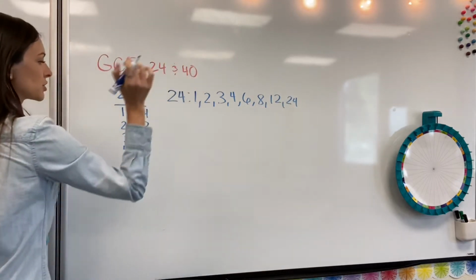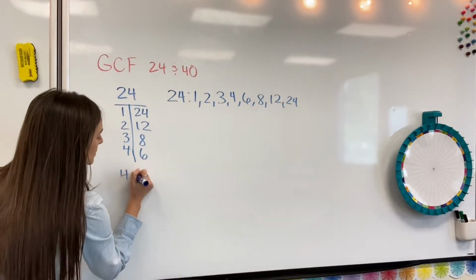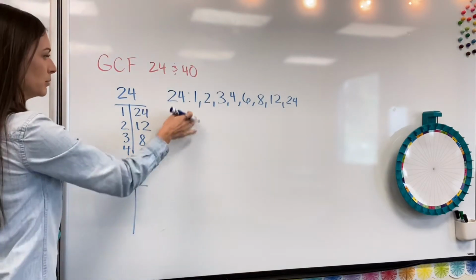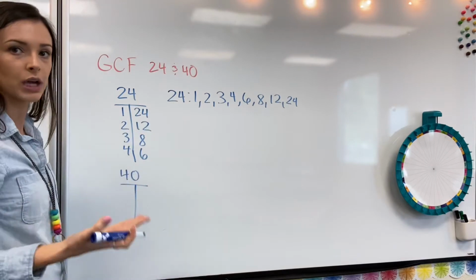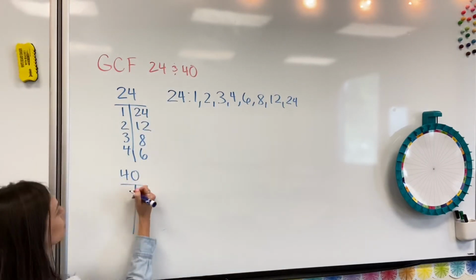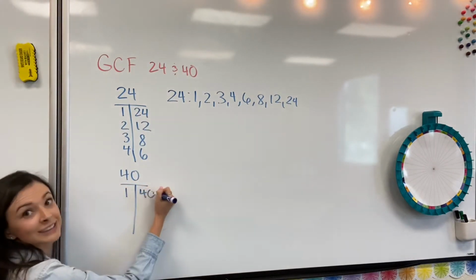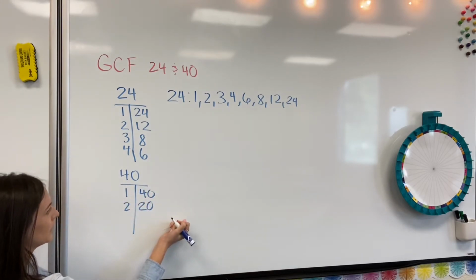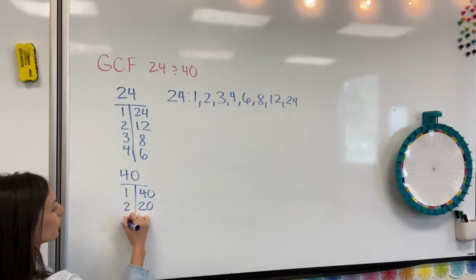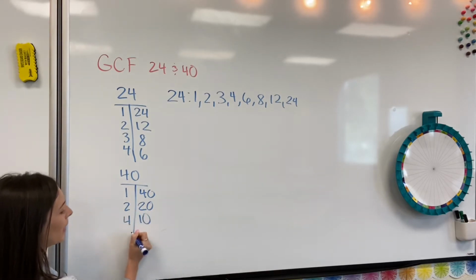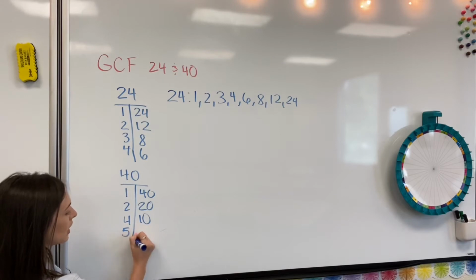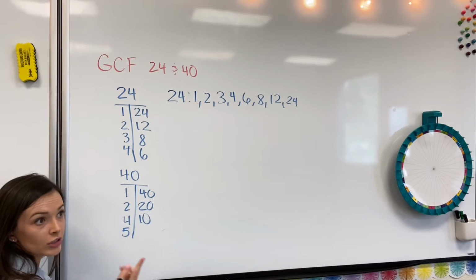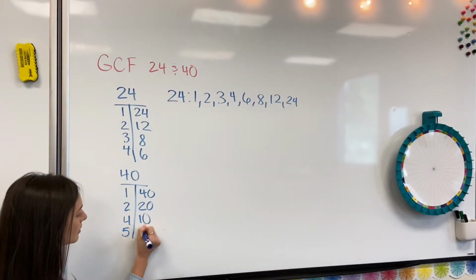Now let's find the factors of 40. I'm going to use that same T-chart strategy to find the factors of 40 and compare them to 24 to see which factors are in common. So I can do 1 times 40. I can do 2 times 20. 3, that's not going to work. 4, yes. 4 times 10. 5, yes. I can do 5 times 8.